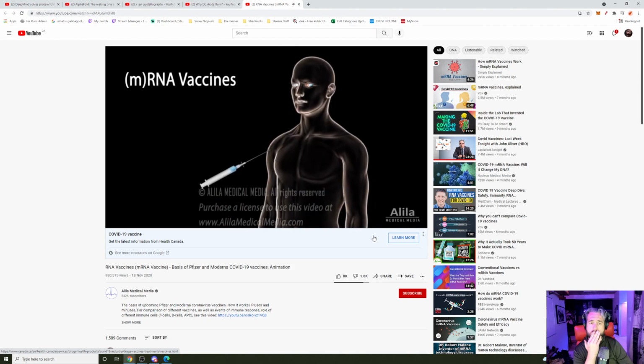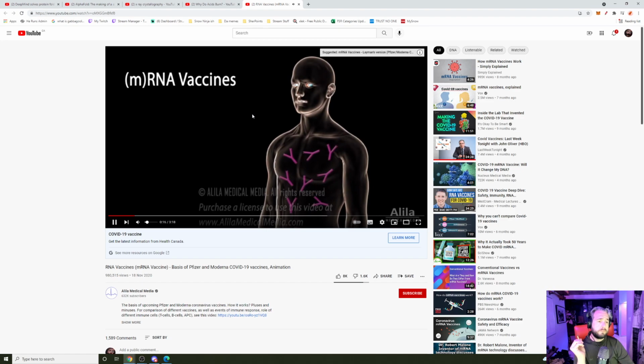A vaccine is introduced to the body to mimic infection, triggering the body to produce antibodies against the pathogen.